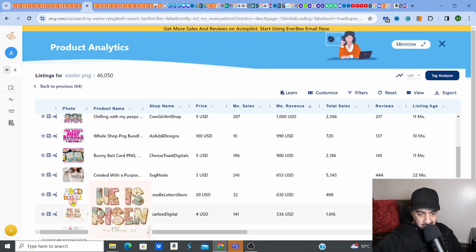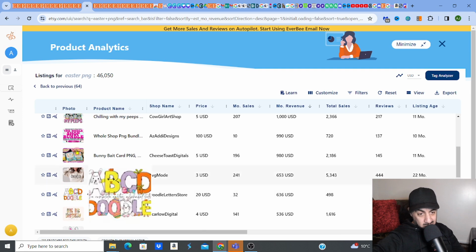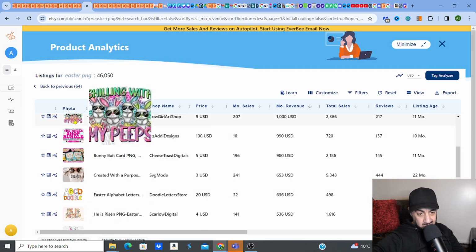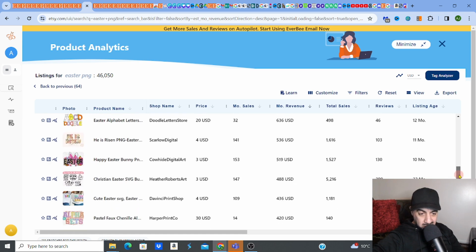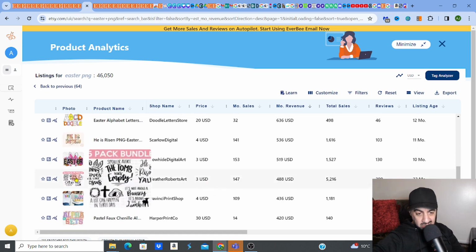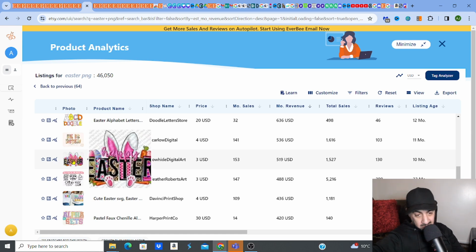I see these doodle letters. They seem to do quite well. Then let's have a look. You've got these Christian SVGs. You've got this one, that's quite good, like an Easter little design.